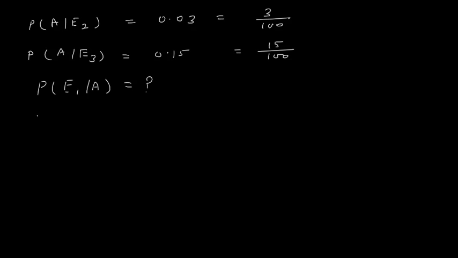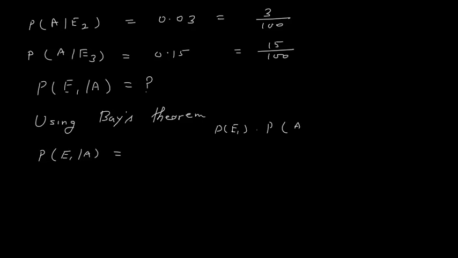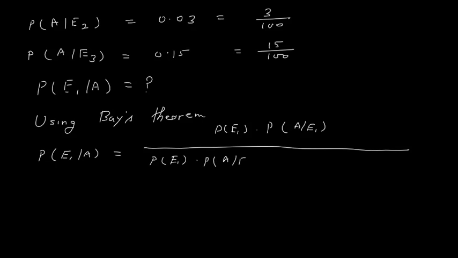So I will say that using Bayes theorem, possibility of E1 by A is equal to possibility of E1 into possibility of A upon E1, whole divided by possibility of E1 into possibility of A by E1, plus possibility of E2 into possibility of A by E2, plus possibility of E3 into possibility of A by E3.